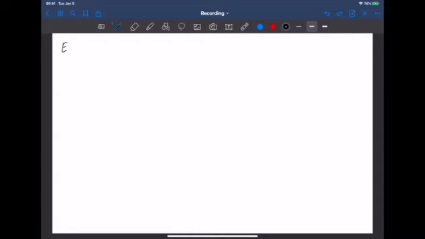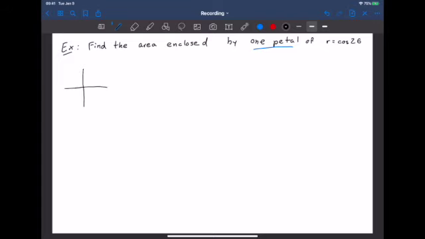So let's talk about one more example. Find the area enclosed by one petal of r equals cosine 2 theta. Really quick, one petal, they're telling you it's going to be a rose. So one thing I'd recommend you do is try to graph this to get a sense of the bounds and what's going on here.